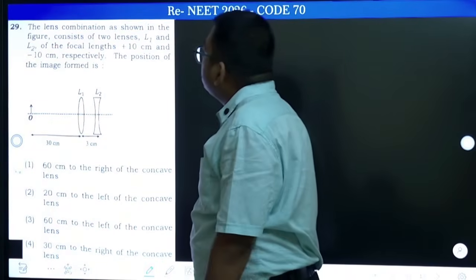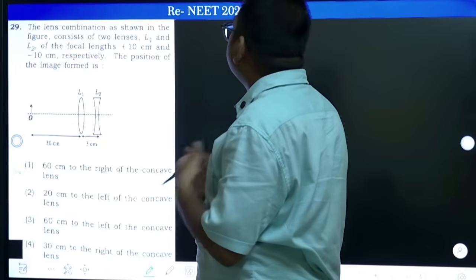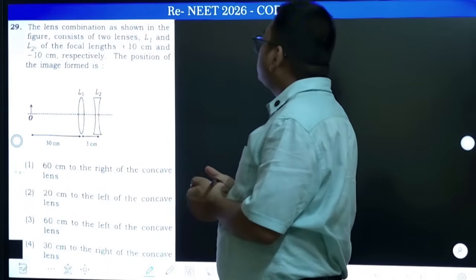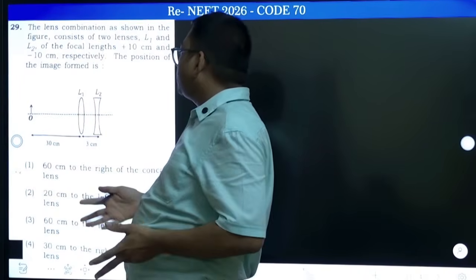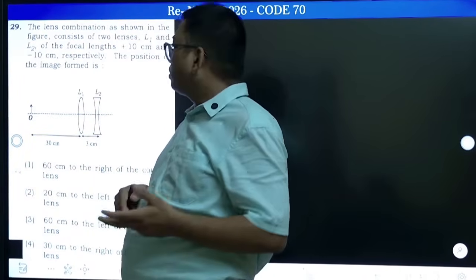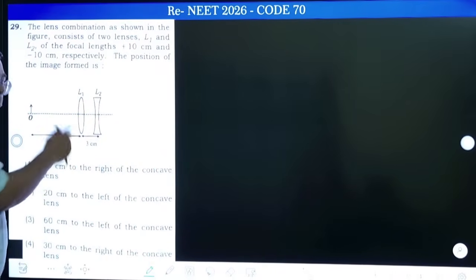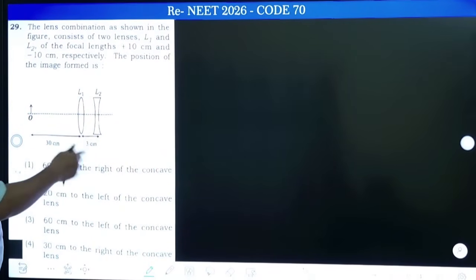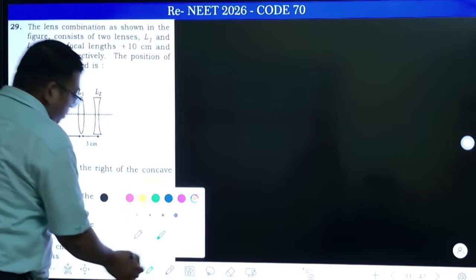The lens combination as shown in the figure consists of two lenses L1, L2. Focal lengths are given, right? The position of the image formed is. Where is the image formed? So when these two lenses are combined, we can apply the logic that the image formed by the first will act as an object for the second. So where is the image formed by the first? Let us calculate that quickly.